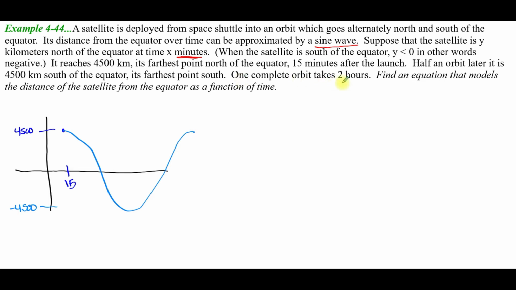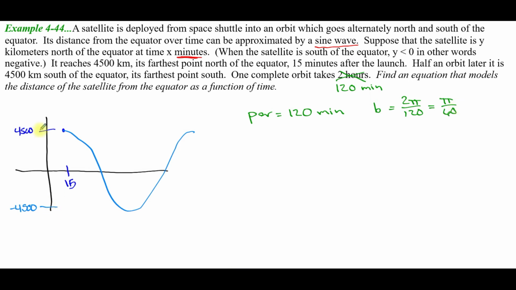One complete orbit takes 2 hours. Remember that they told us to work in minutes here, x minutes, so I'm going to change this. Instead of 2 hours, I'm going to change this to 120 minutes. So this is my period because that's the time it takes to do one complete orbit. So I know my period is 120 minutes. So then my b value is going to be 2 pi over 120 or pi over 60.